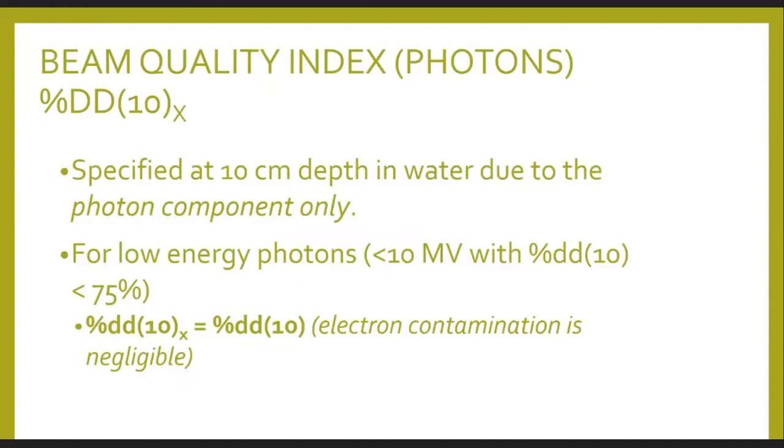And for low energy photons, which is below 10 MV, the measured percent depth dose at 10 cm is equivalent to the beam quality specifier, the percent depth dose at 10 cm for the photon component only. Otherwise, electron contamination has to be accounted for, has to be removed. But for low energy photons, the electron contamination is negligible.